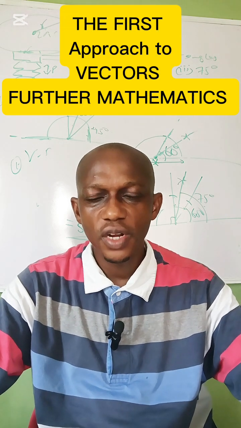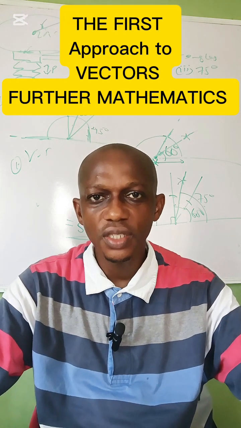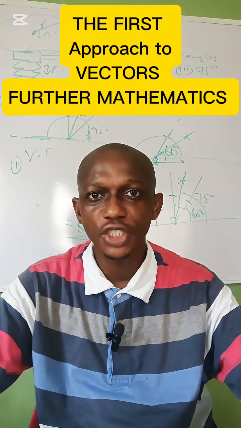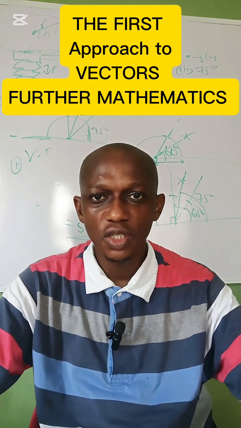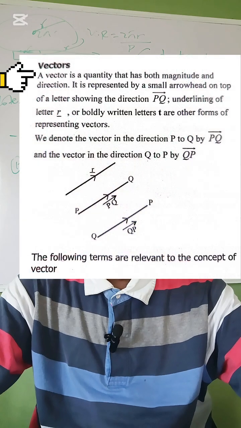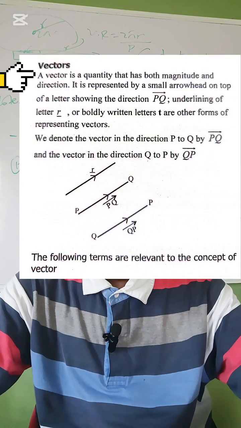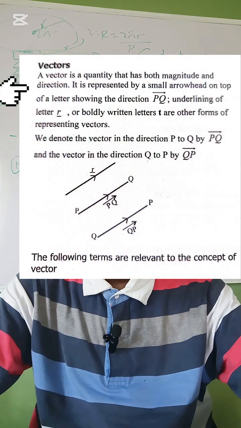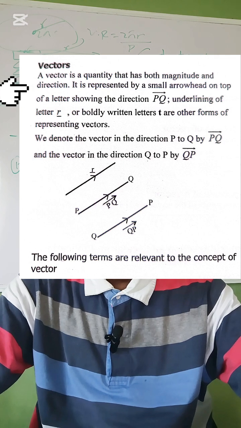Vectors. We all know that scalar quantities are quantities with magnitude but no direction, but vector quantities are quantities with magnitude and direction. So let's now go through it and check it. Now, vectors. A vector is a quantity that has both magnitude and direction. It is represented by a small arrowhead on top.